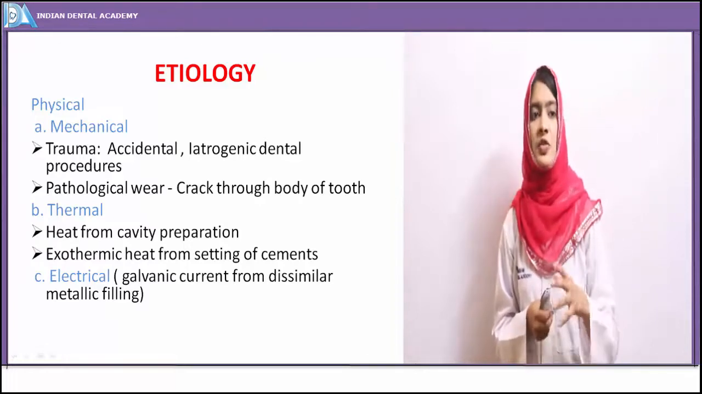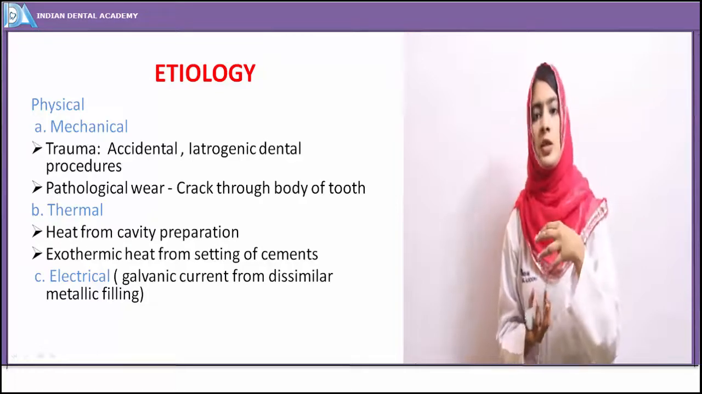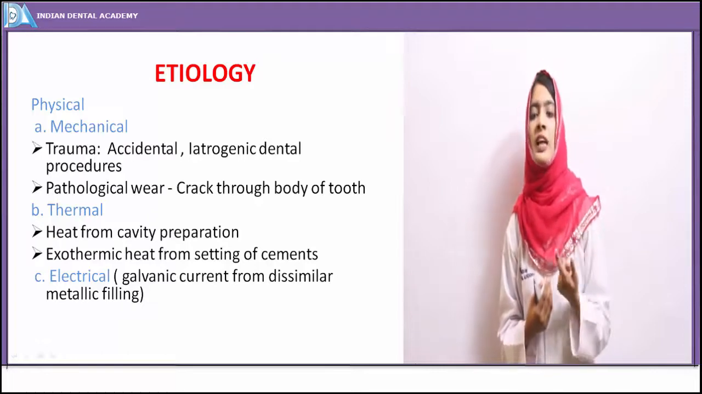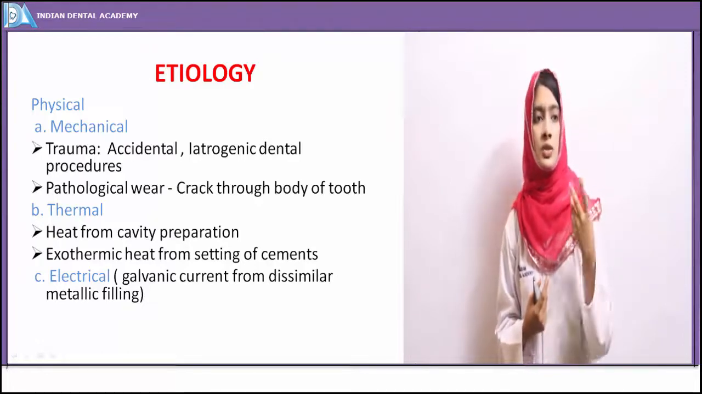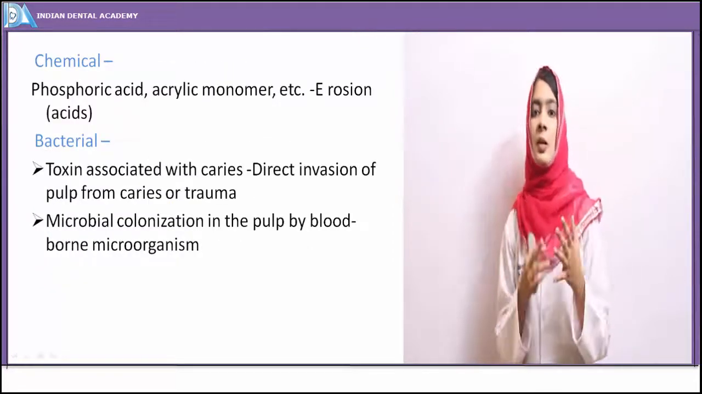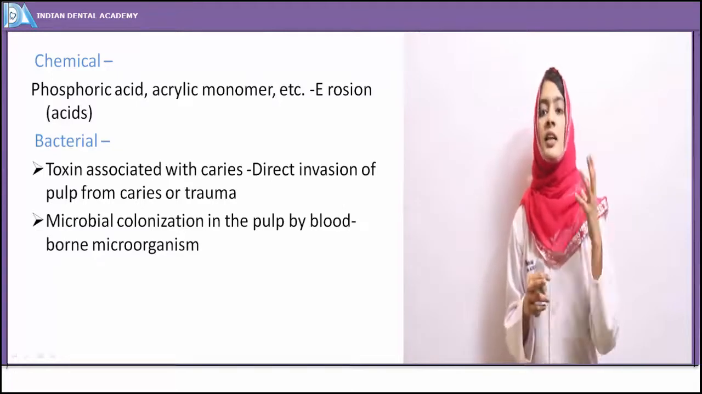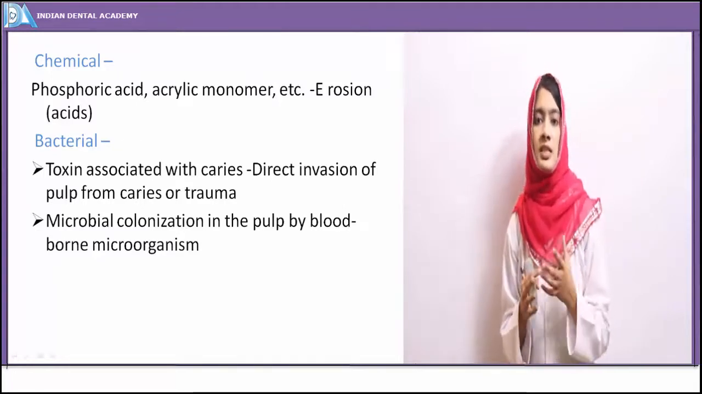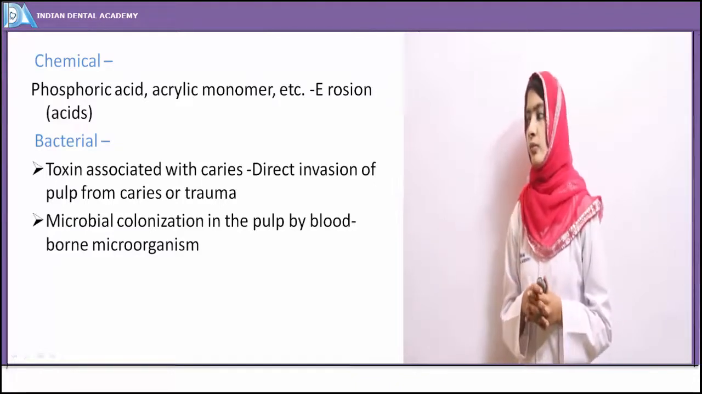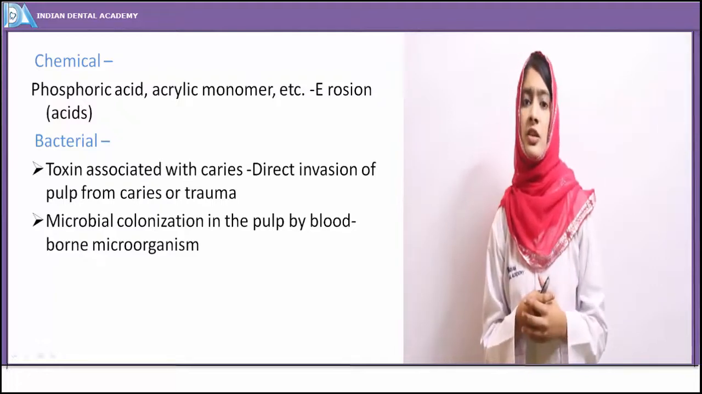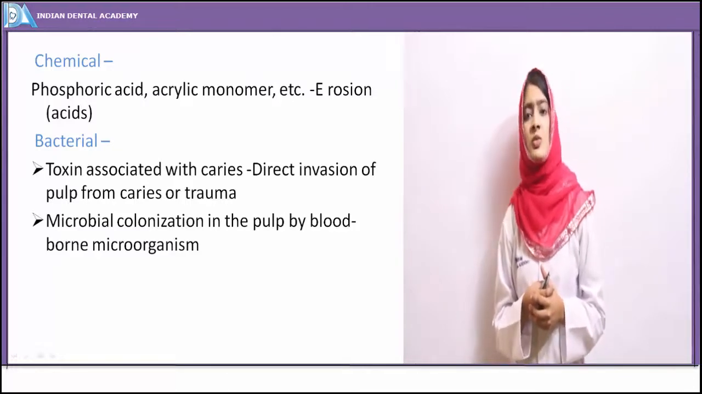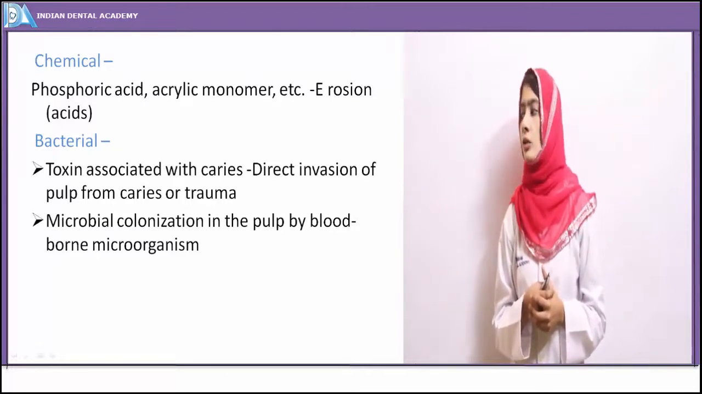Okay, and the presence of dissimilar metals, suppose a gold metal is approximating an amalgam restoration, that may lead to activation of galvanism and currents pass through, leading to damage to the pulp again. Because pulp is vascularized, it is composed of nerves, blood vessels, lymphatics. The characteristic symptoms of pulpitis are seen, and they are very severe in clinical features and appearance also. And a few of the acids we are using in restorative materials, like the phosphoric acid, the acrylic monomer, or etchants, are irritating to the pulp.